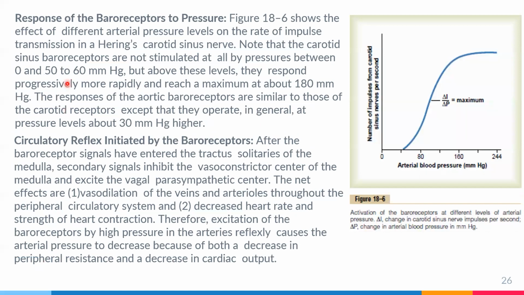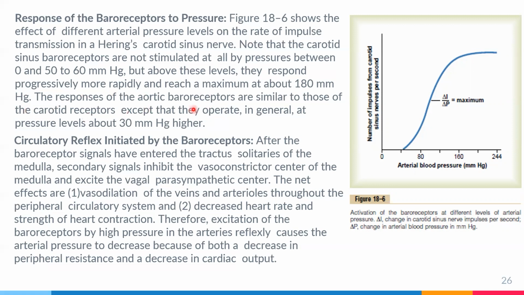Next, we look into the response of the baroreceptors to pressure. The figure here shows the effect of different arterial pressure levels on the rate of impulse transmission in Hering's carotid sinus nerve. Note that the sinus baroreceptors are not at all stimulated when the pressure is between 0 and 50 to 60 millimeters of mercury. But just as the pressure rises above this 50 to 60 millimeter mercury mark, they respond progressively more rapidly and reach a maximum at around 180 millimeters of mercury.